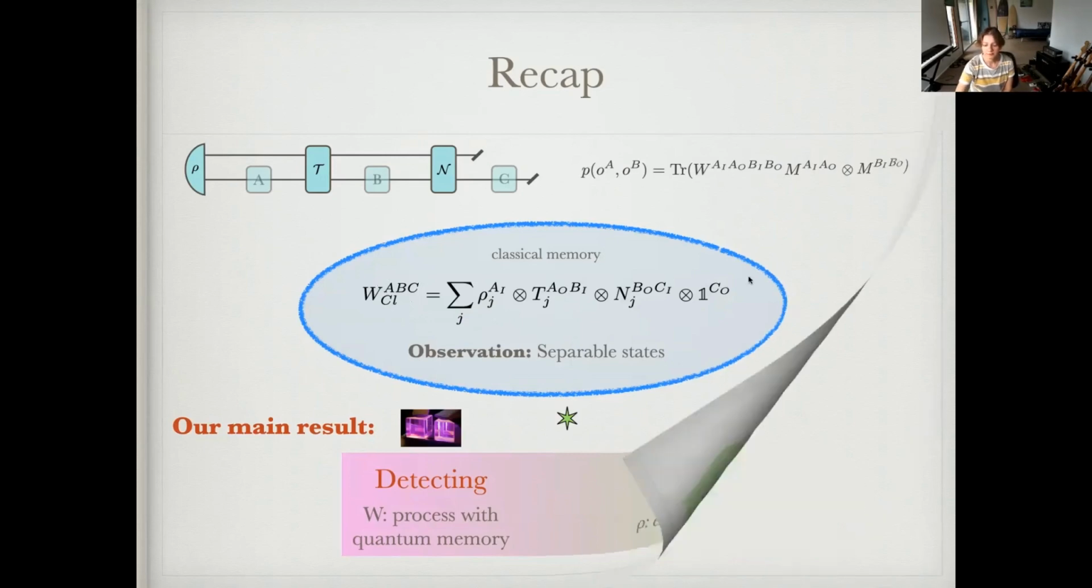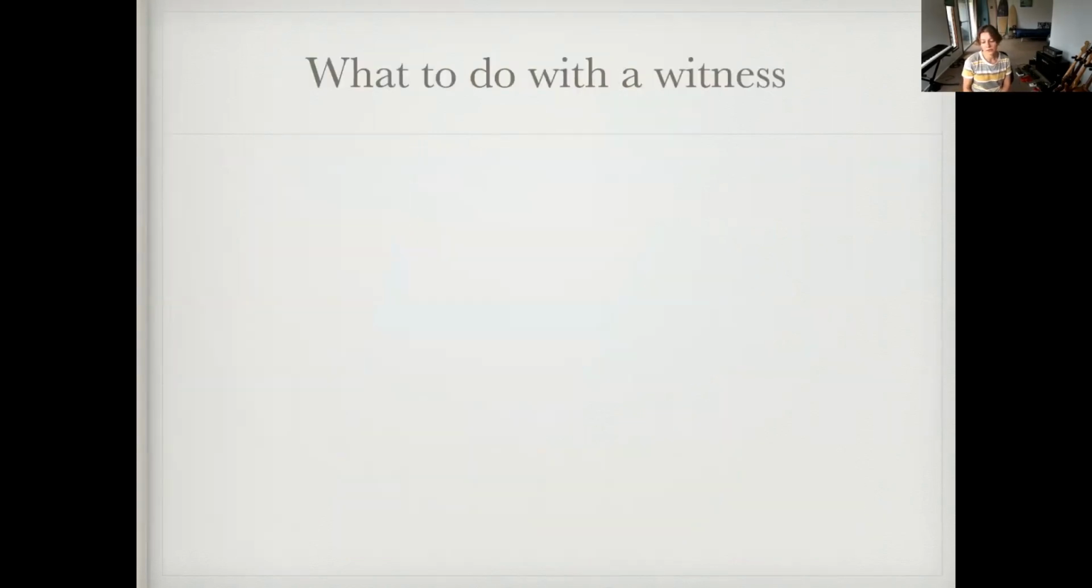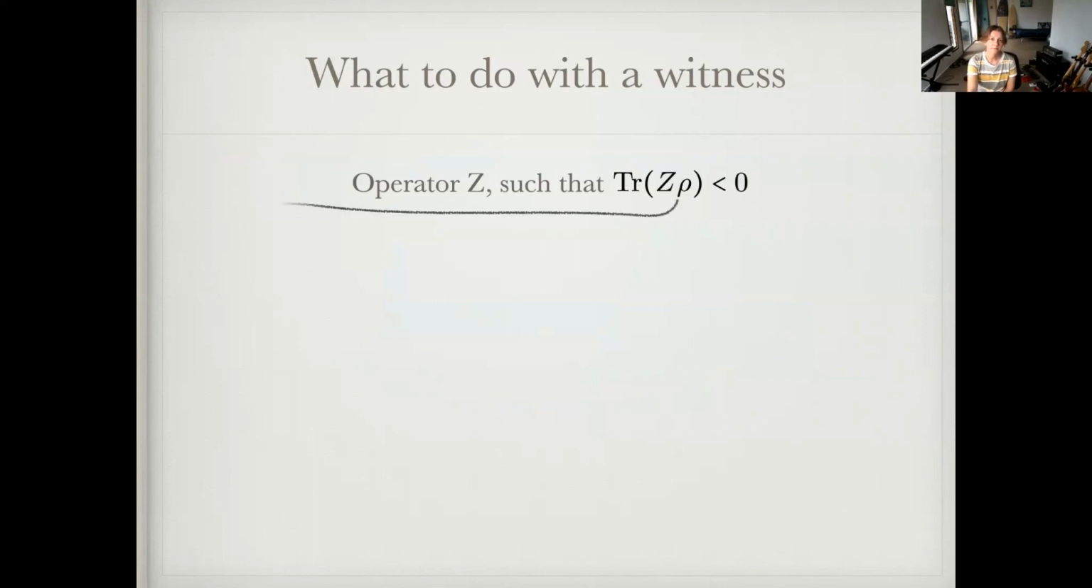Now, let's see. In case you didn't know about witnessing of things, let me tell you what to do with the witness. So a witness, as I said before, is an operator such that the trace with the state that you want to find entangled, the expectation value, is negative. So if rho is a state, then what is happening is that you're in a situation where you don't know the state and you don't want to do tomography to find out the state. So it's in the lab and you don't want to do that.